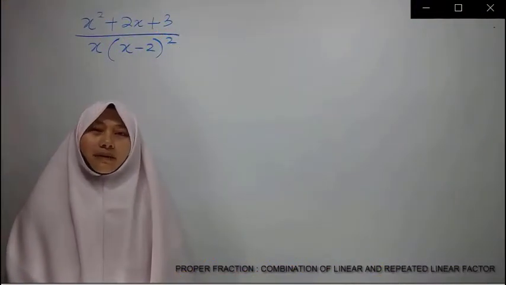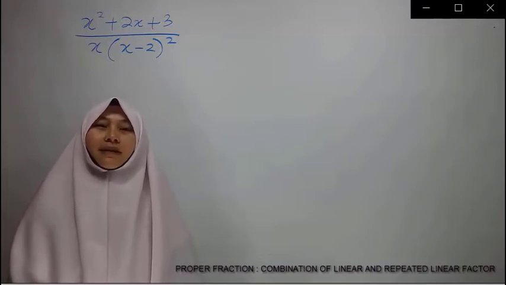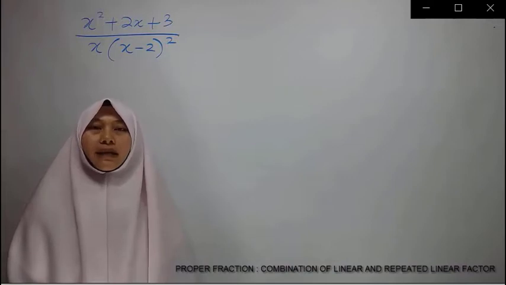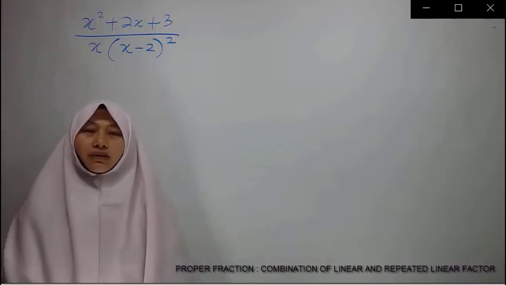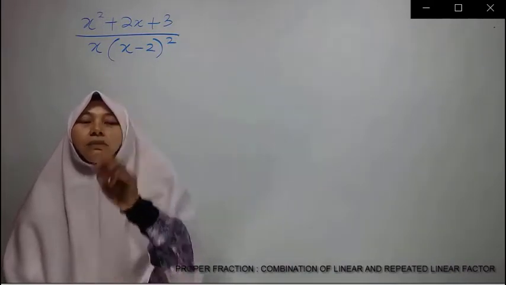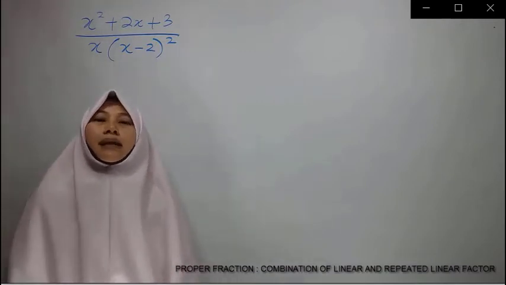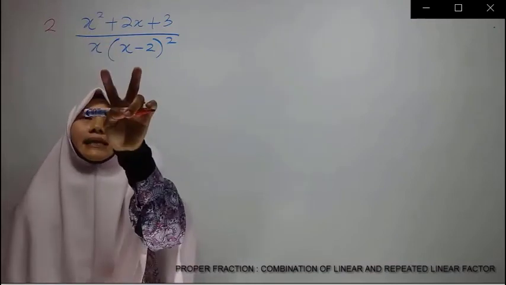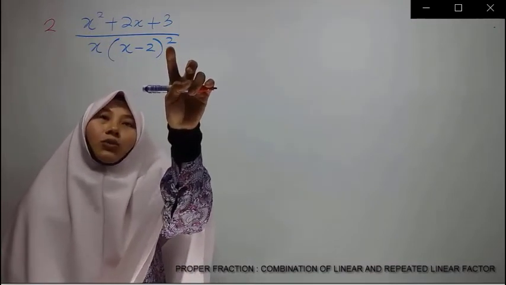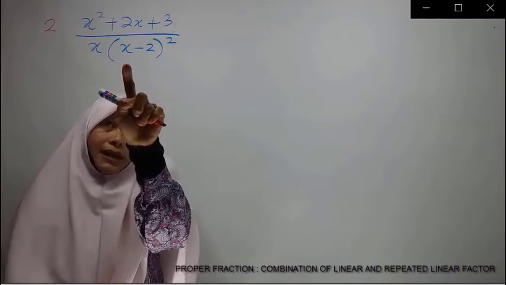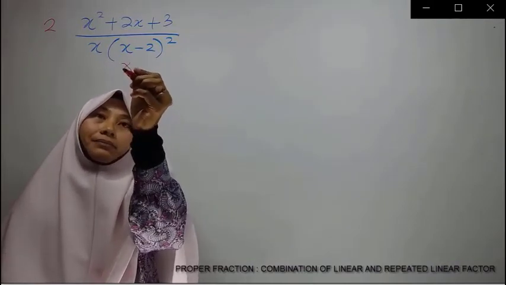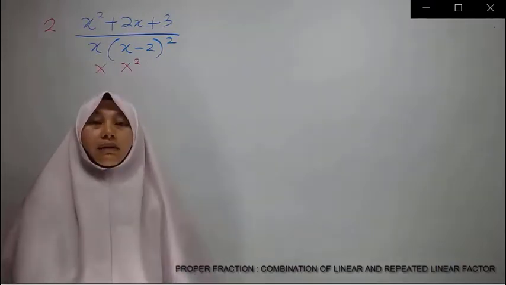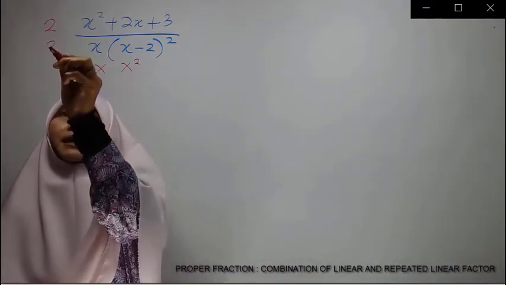In this next example, we want to determine the partial fraction that has a combination of linear and repeated linear as denominator. First, we need to check, is it a proper fraction or an improper fraction? The power of x in the numerator is 2, and in the denominator, since this is squared, if we expand this, we will get x squared, and then times x, so the power of x is 3 in the denominator.